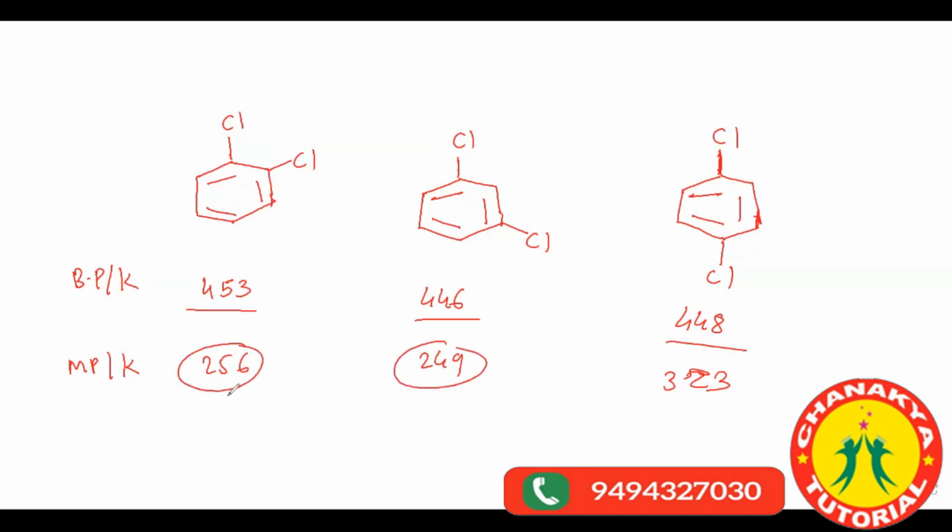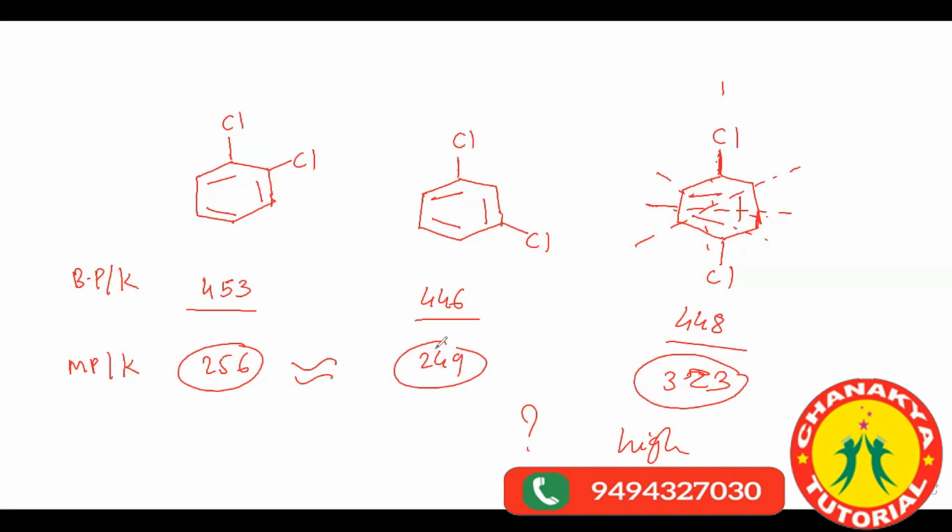For ortho and meta, there is little similarity, meaning they are somewhat the same. But para has the highest melting point. Why is it so? Because para is symmetric. We are able to cut it into half, right? In this way, you can cut it into half. This is due to high symmetry.